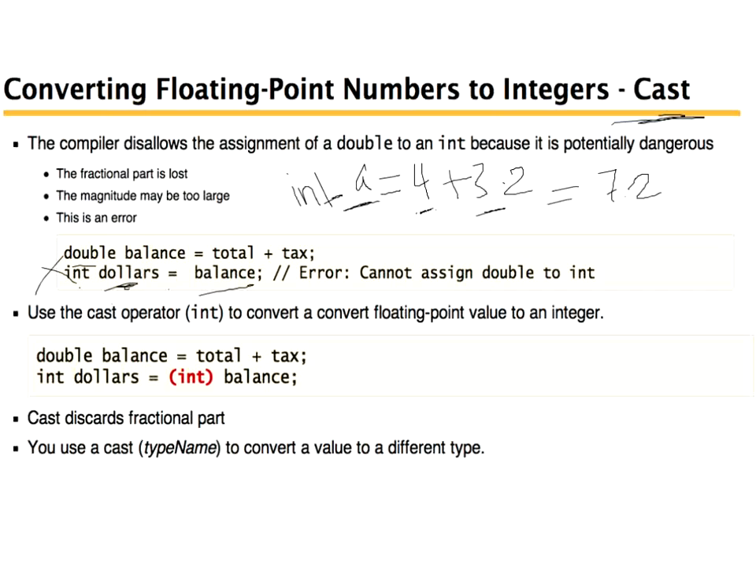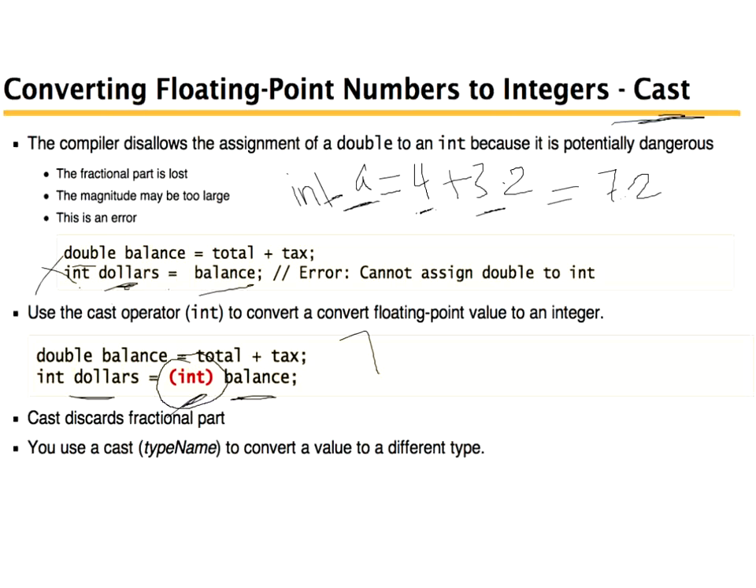Now you'll have int dollar equals int balance, but you're going to have to put the int between the brackets. In Java it will even color it for you, because it's a reserved word. So you put integer in between the brackets, and it will convert balance to an integer. So if the balance is 7.2, what will it give you?